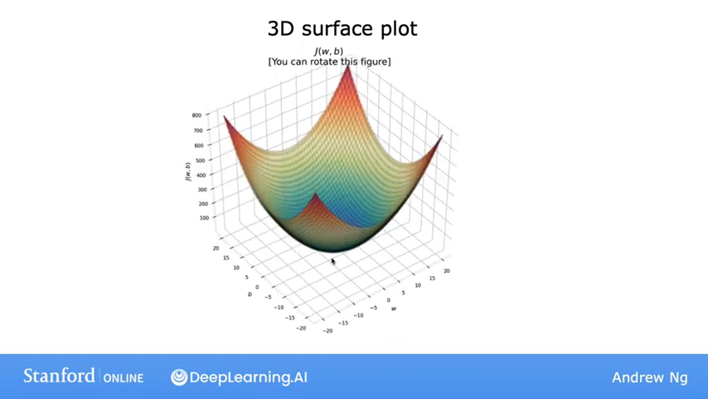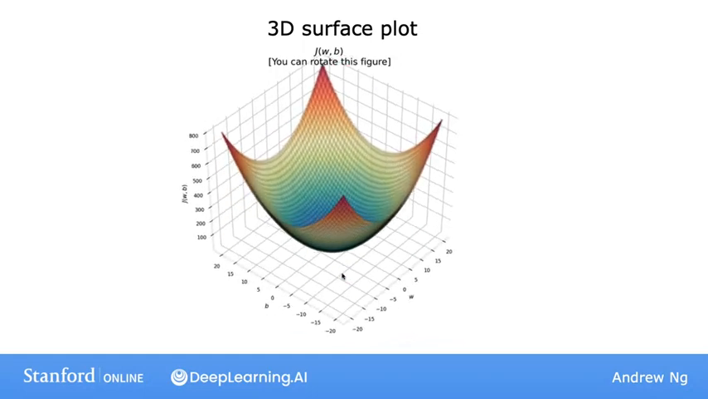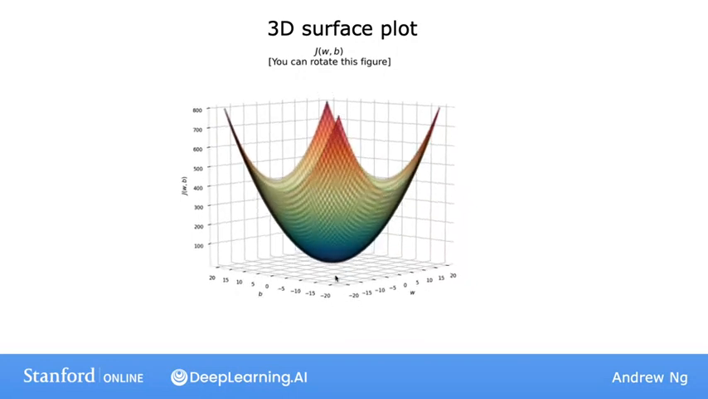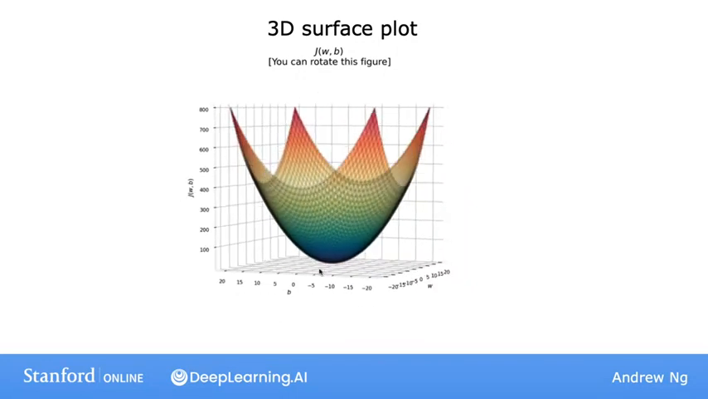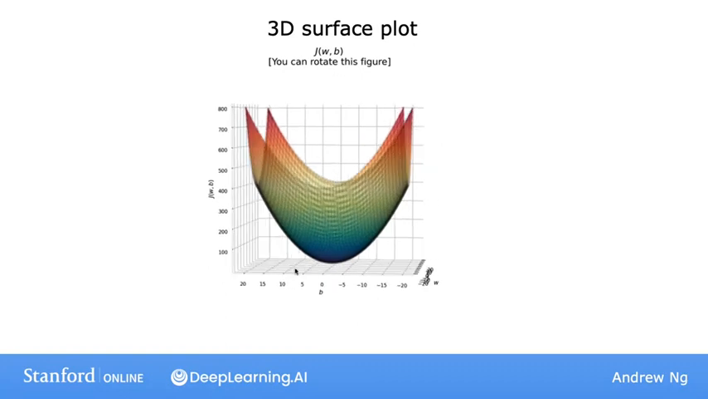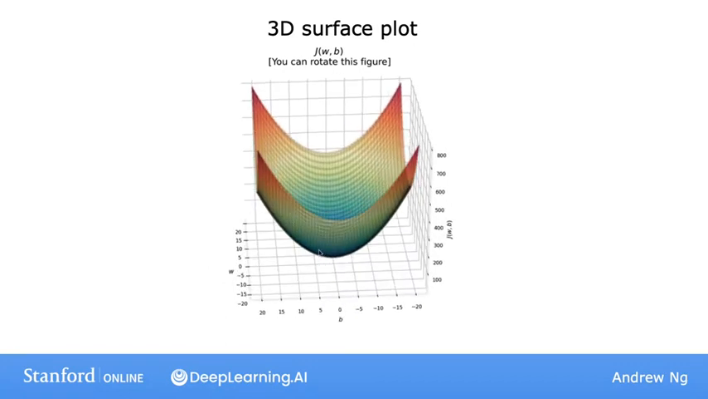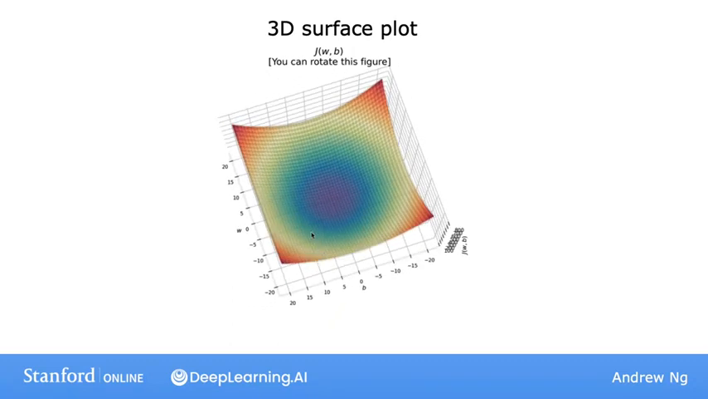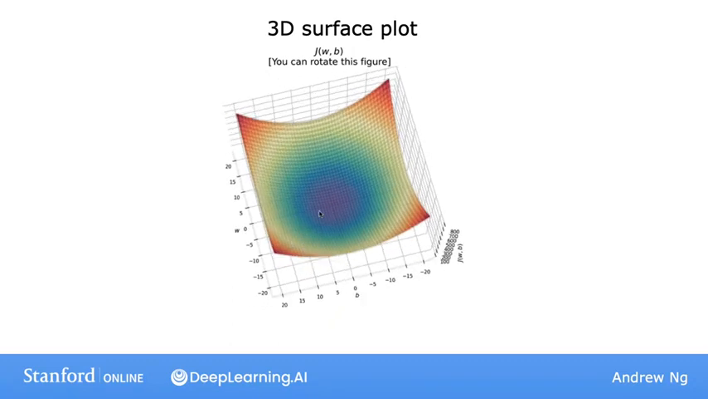Now, in order to look even more closely at specific points, there's another way of plotting the cost function J that would be useful for visualization, which is, rather than using these 3D surface plots, I'd like to take this exact same function J, so I'm not changing the function J at all, and plot it using something called a contour plot.